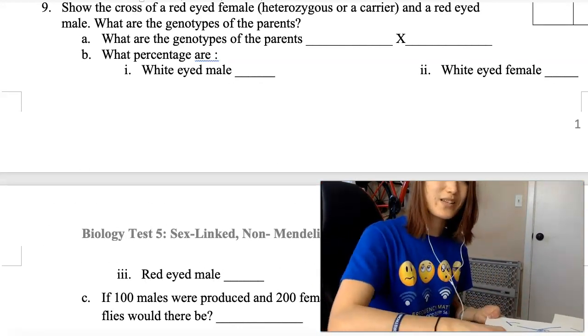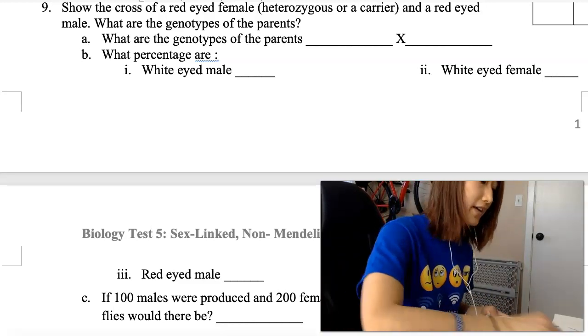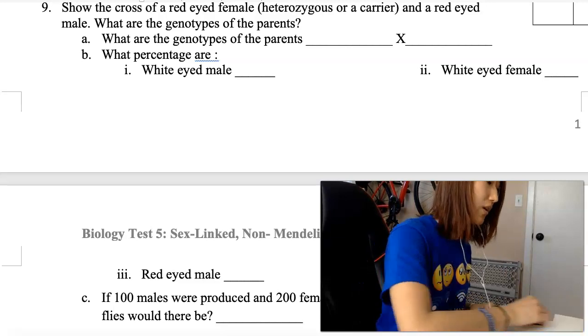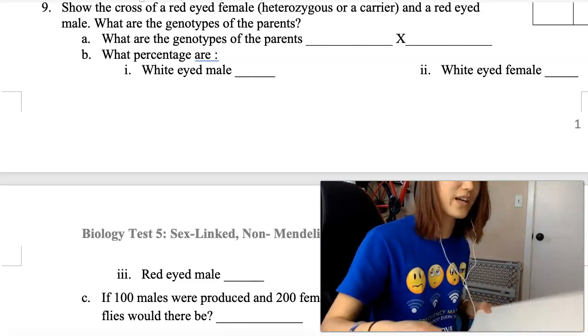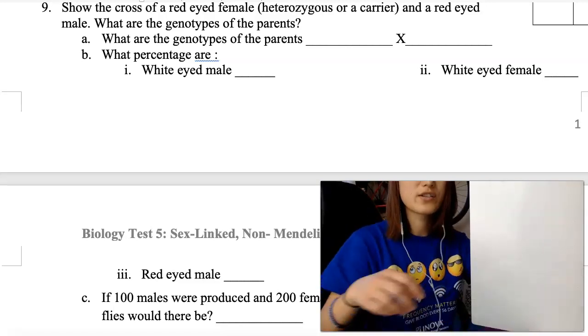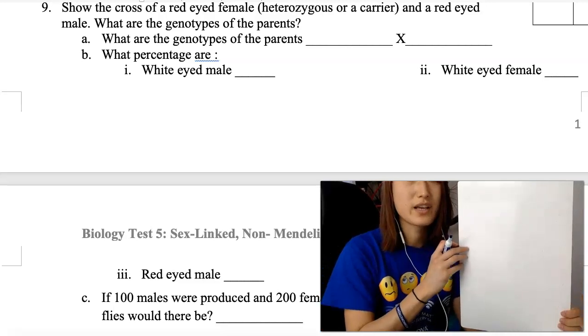In this example, it says we have a red-eyed female who's heterozygous, or a carrier, right? So whether the question tells you it's heterozygous or tells you it's red-eyed, either way you should be able to answer it.